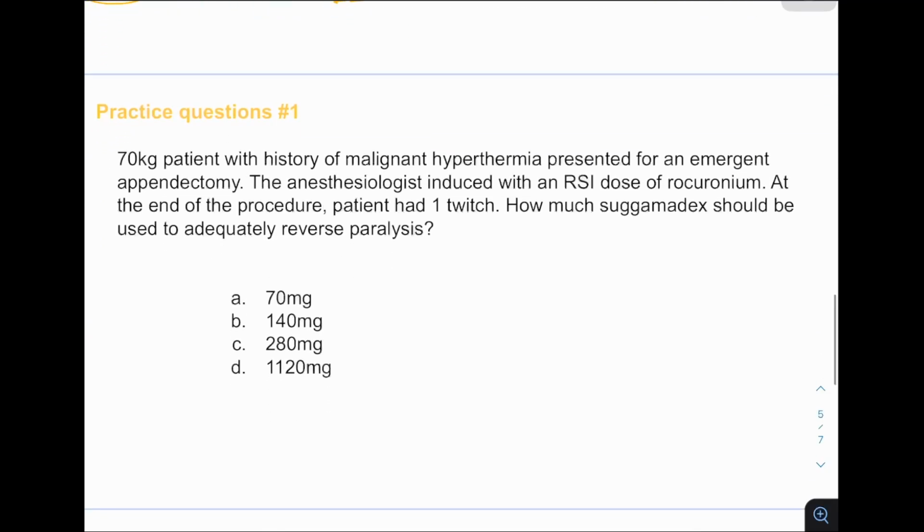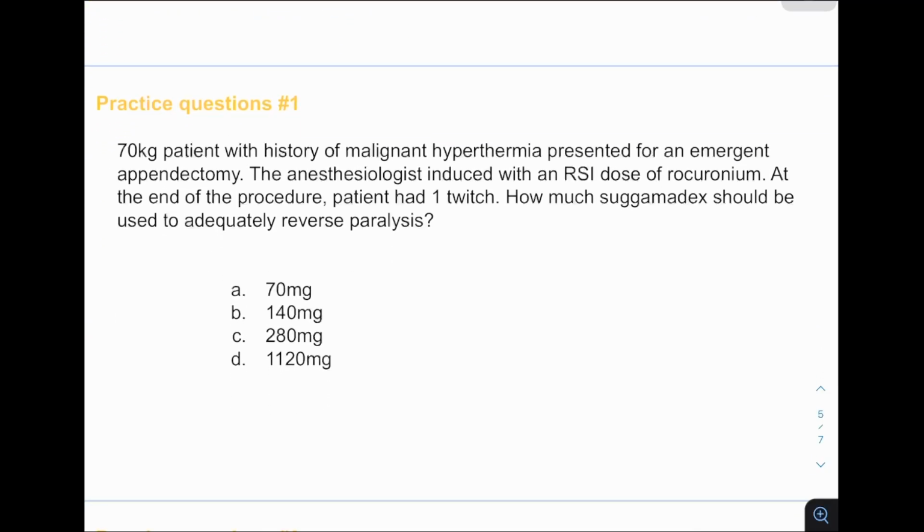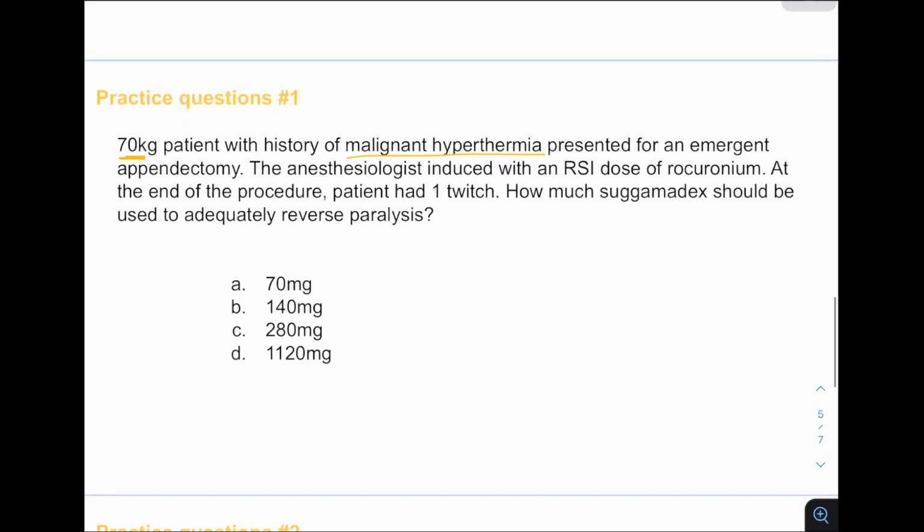So let's just do a couple of practice questions together just to cement the ideas that we spoke about. So in this question, this is a 70-kilogram patient, has a history of malignant hyperthermia, presents for an emergent appendectomy. The anesthesiologist induced with an RSI dose of rocuronium. Remember, an RSI dose of rocuronium is 1.2 mg per kg. At the end of the procedure, patient has only one twitch. How much Sugammadex should be used to adequately reverse paralysis? So I'll give you a second to think about that.